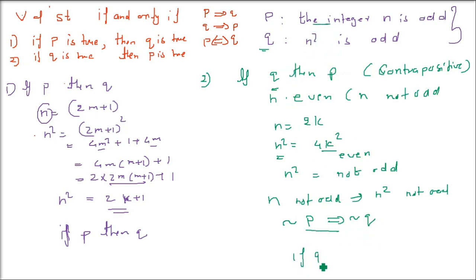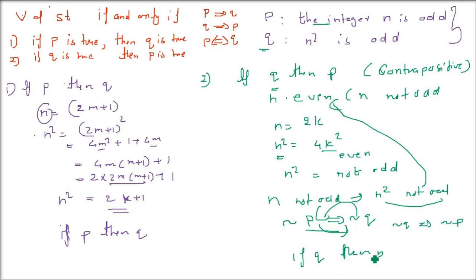Or, if n square is odd, then n is odd. So we have used the contrapositive method. We deduced not P implies not Q, or equivalently not Q implies not P. As I said, this exactly means if Q then P.